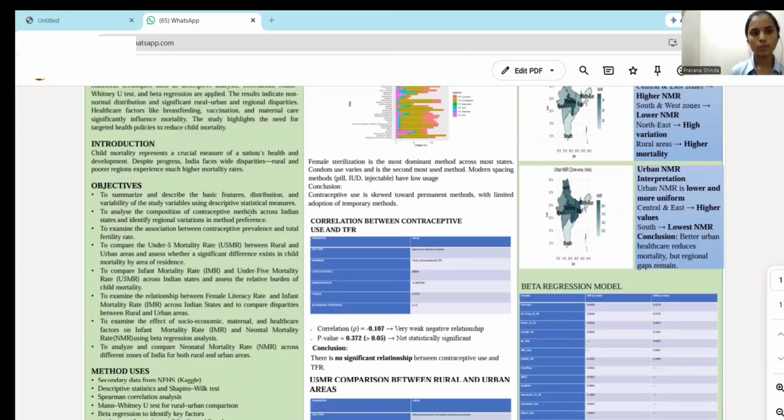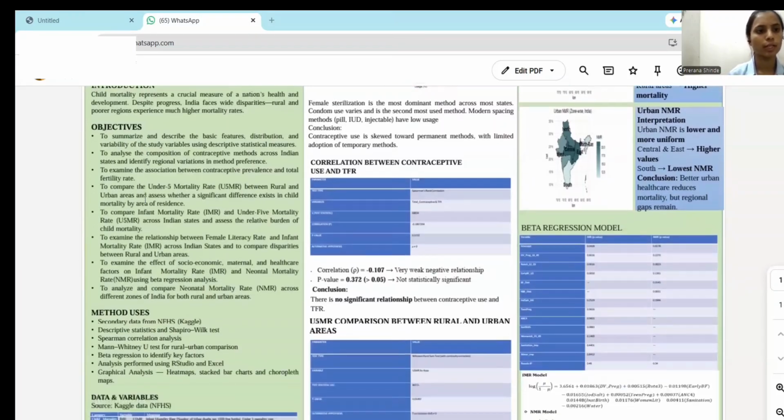We know child mortality is not only a health issue, it is a national development issue. That's why we chose this topic to study. In that, we take the objectives. First is to summarize and describe the basic features, distribution and variability of the study variables using the descriptive statistics method.